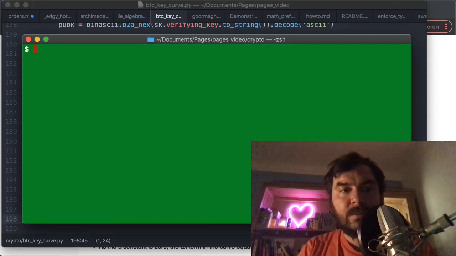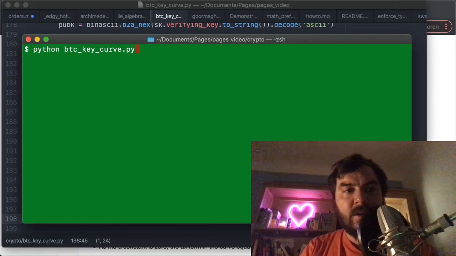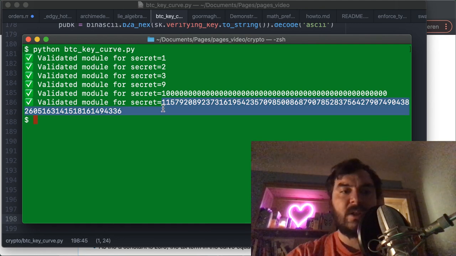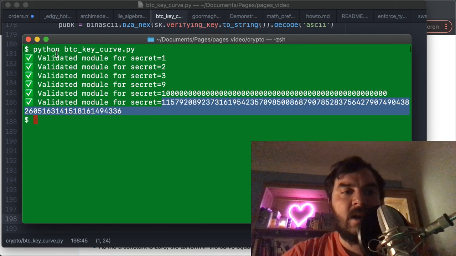So let's do that. If I call the script, then it tells me everything is perfectly validated. So all these secrets here are indeed correct. Here you see this is the largest legal Bitcoin private key, and they are all fine.